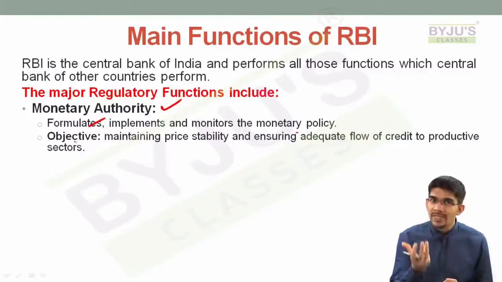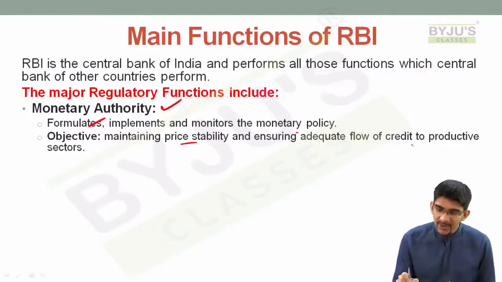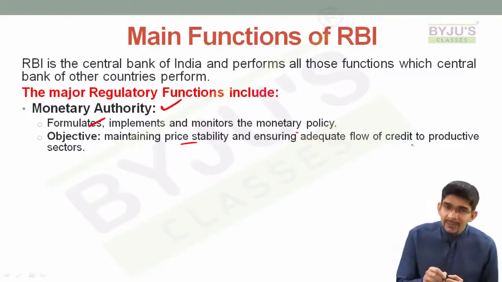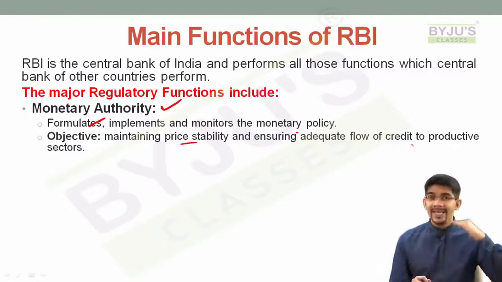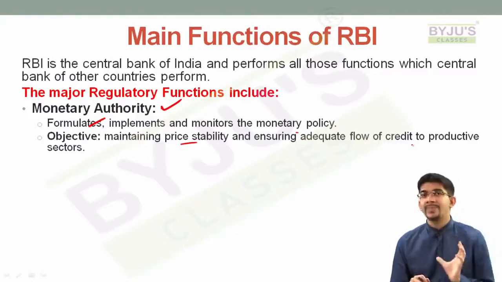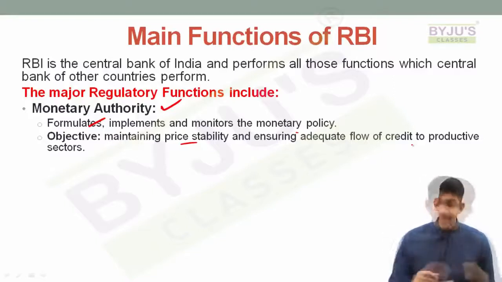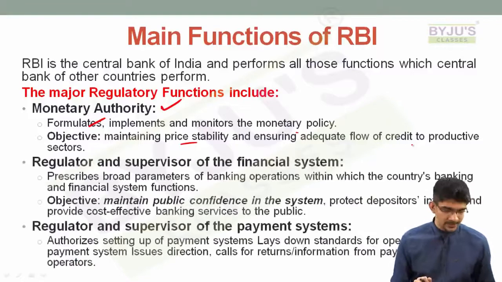What is the objective of monetary policy itself? Primarily maintaining price stability and ensuring adequate flow of money and credit to required areas. This is what RBI tries to achieve through its monetary policy. Maintaining the overall stable level primarily through controlling the interest rates, RBI does this. Now, as said before, we are not going into the details of this in this particular discussion.